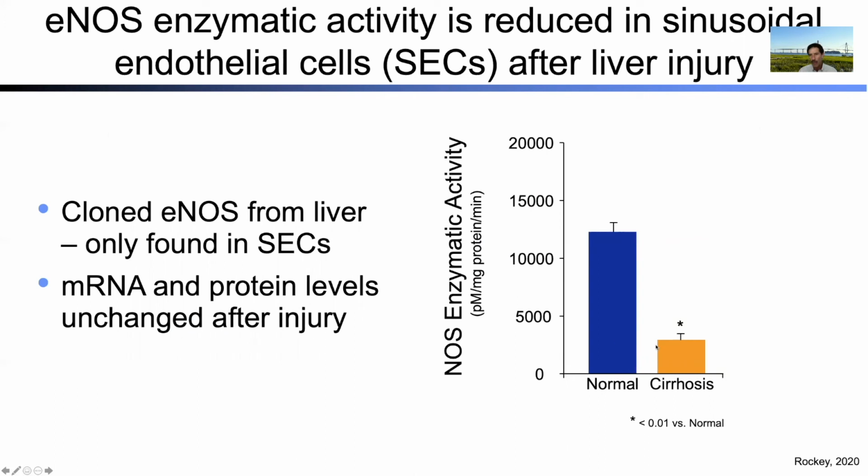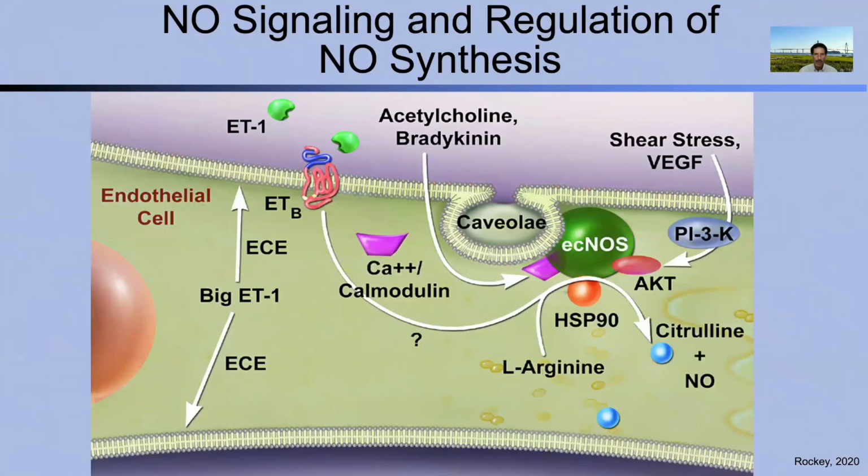And you can see here very nicely that there is a several-fold reduction in eNOS function in endothelial cells isolated from cirrhotic livers compared to normal livers. So very clear that while there's no change in the protein level, there is a change in eNOS function, which suggests that there is some post-translational modification of the enzyme. And in fact, that is how eNOS function is regulated, not by expression, but by post-translational regulation.